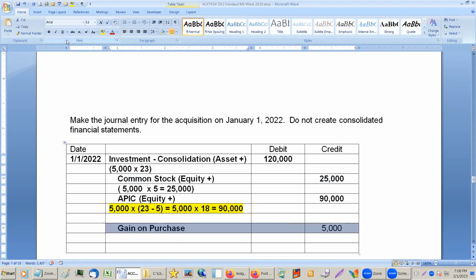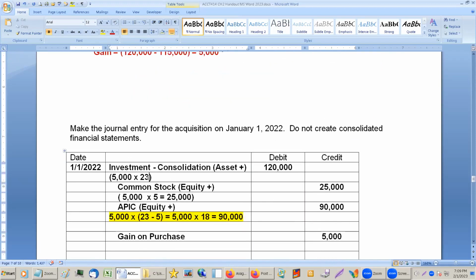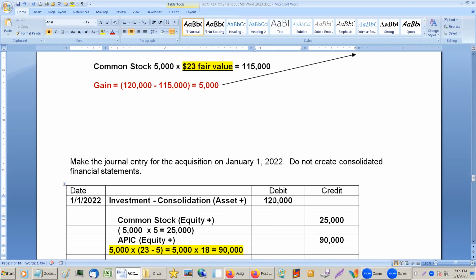So will we still put that amount, 5,000 times 23, in that box there? So yeah, the new fair value was $23. So minus 5 would be down to 18. No, I'm talking about at the top under investment consolidation. Should we still have that there? Oh, no. Okay. I get what you're saying. Yeah, thank you. Yeah, these go on at fair value.